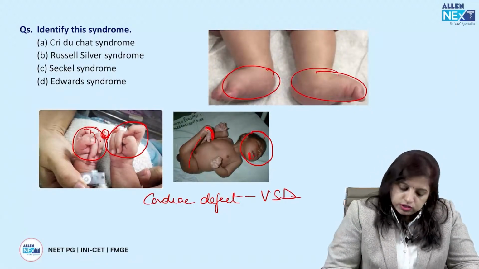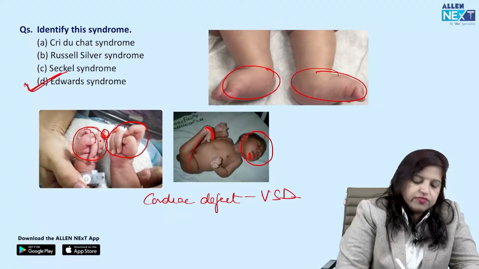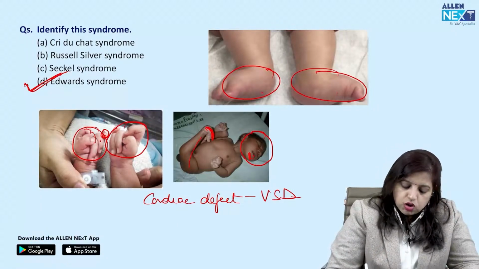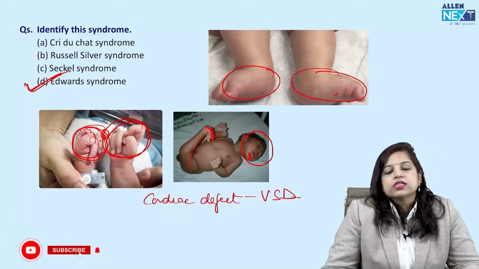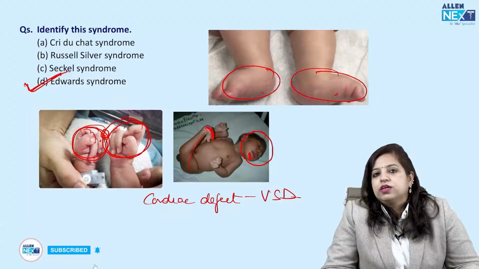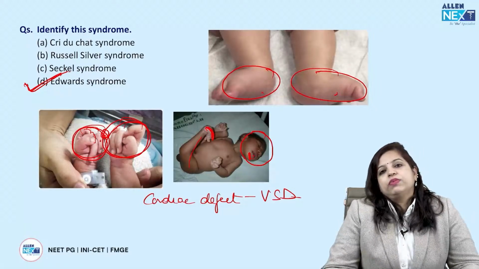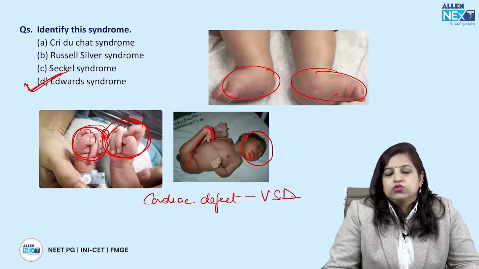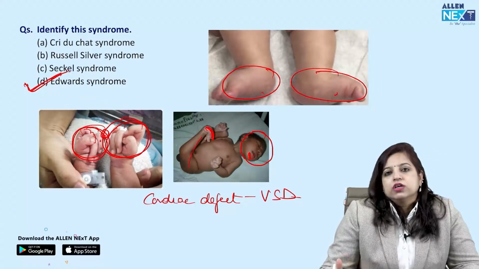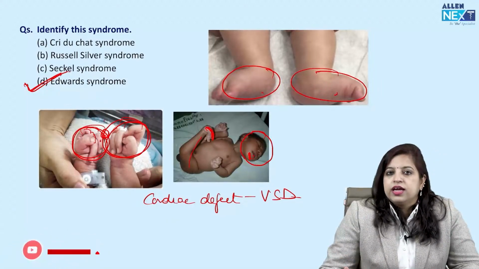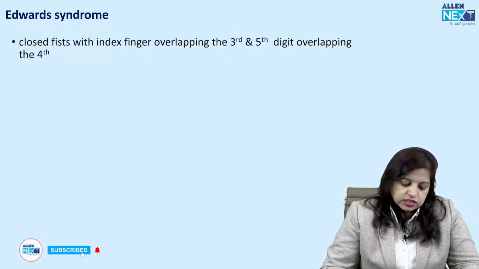What are we talking about? Yes, the correct answer is the Edwards syndrome. Whenever you see the rocker bottom feet and this kind of scenario of the fingers, the second digit overlapping the third digit and the fifth digit overlapping the fourth digit, think about Edwards syndrome. Two things only you have to remember: rocker bottom feet and this kind of digit orientation in the hands, right? Coming to the next syndrome.